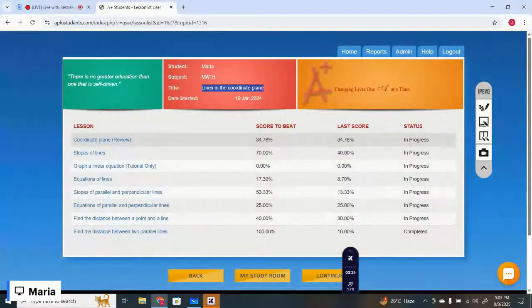We're going to start with the chapter lines in the coordinate plane. The lessons we're going to cover today are coordinate plane, slopes of line, graph a linear equation and equation of lines. So please make sure you have your notebook and pencil so that you can note down the important examples and definitions as well.